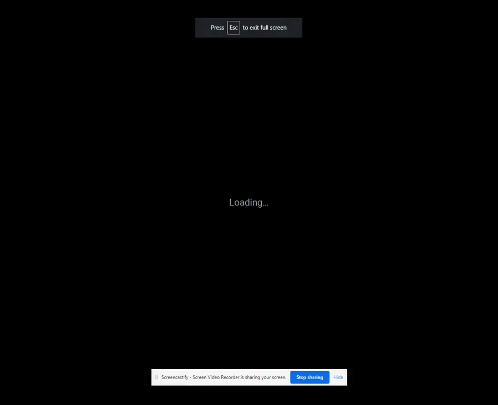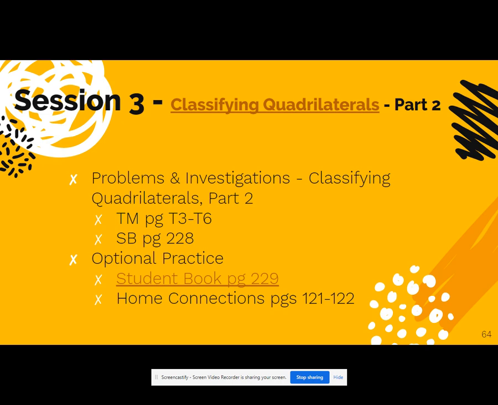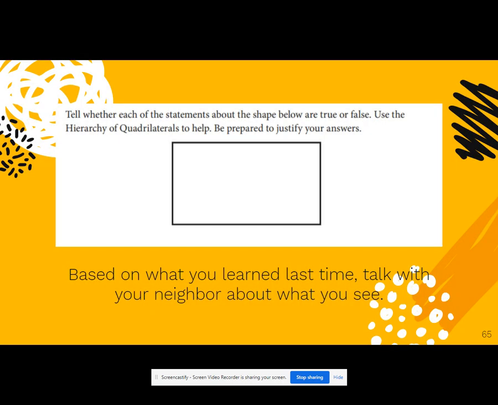I'm just going to switch this into present mode. We're going to go back and forth on the Bridges website and this one, so just bear with me. All right, so when you look at this shape, based on what we learned yesterday about what this shape is, go ahead and write all the things you know about this shape in your math notebook. Go ahead and pause the video and write as much as you can.